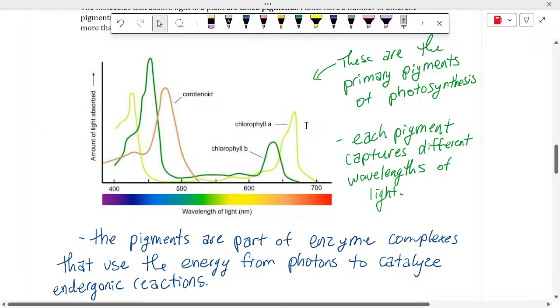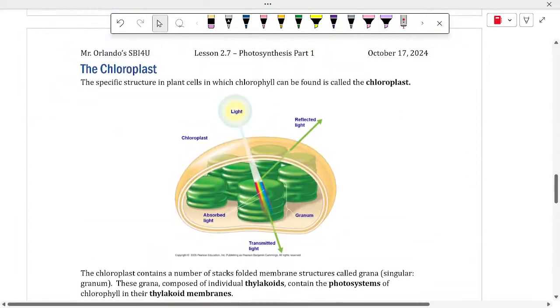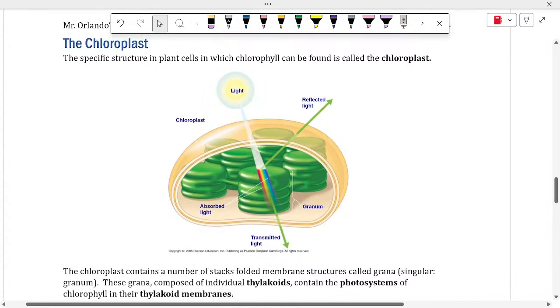Anyway, let's move on. So pigments are part of enzyme complexes that use energy from photons to catalyze endergonic reactions. Let's take a look at this. Where does that happen? The pigments aren't just free floating in the cytoplasm of a cell. Instead, we have these specific structures called chloroplasts. Well, we don't because we're not plants, but plants have these specific structures called chloroplasts.